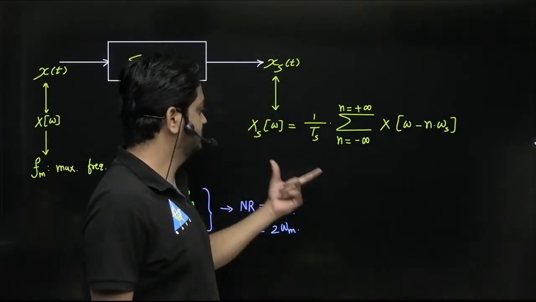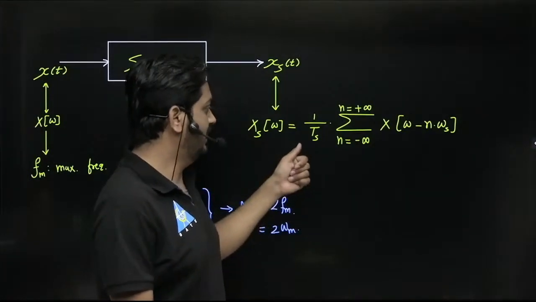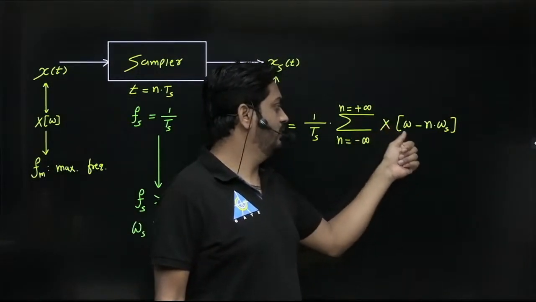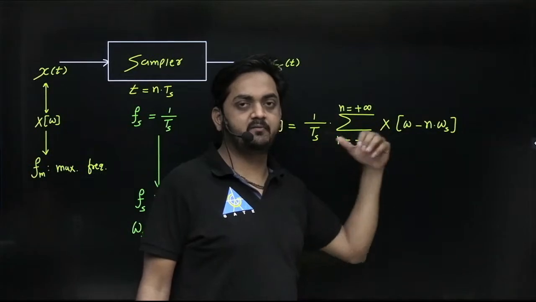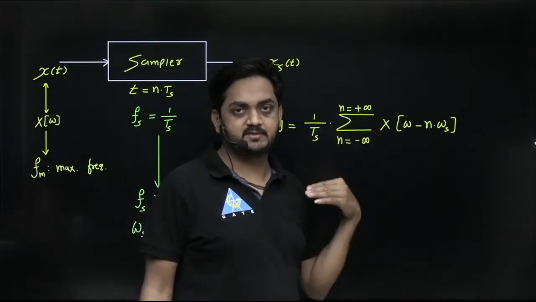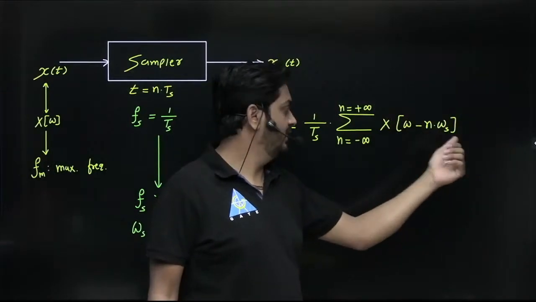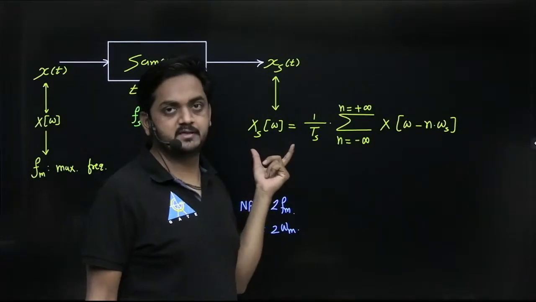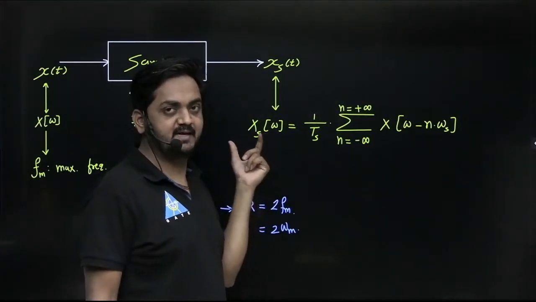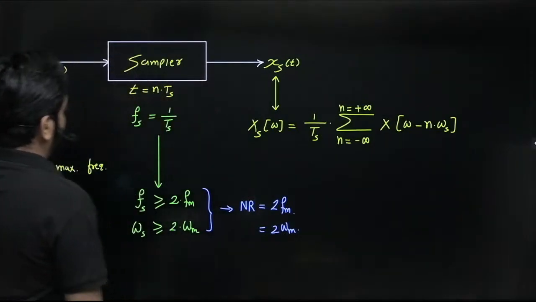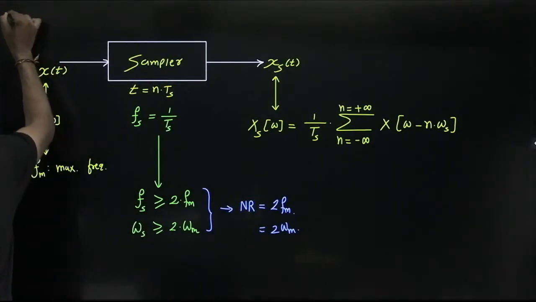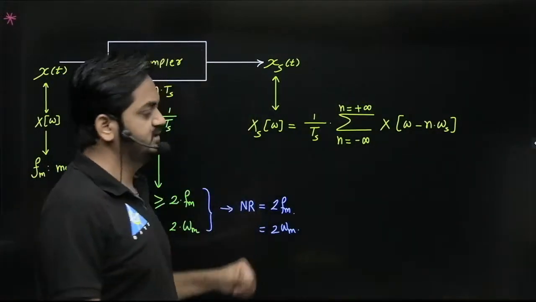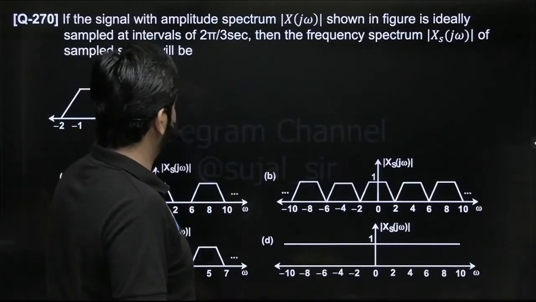You can remember this concept, guys. If you put n equal to 0, you get X of omega. If you put n equal to 1, you get omega minus omega s. So X of omega will shift right by omega s and left by omega s. Then again it will shift right by 2 omega s and left by 2 omega s. So Xs of omega will be periodic. Remember this concept in sampling and the sampling theorem. Later we will see reconstruction also, with questions based on reconstruction.